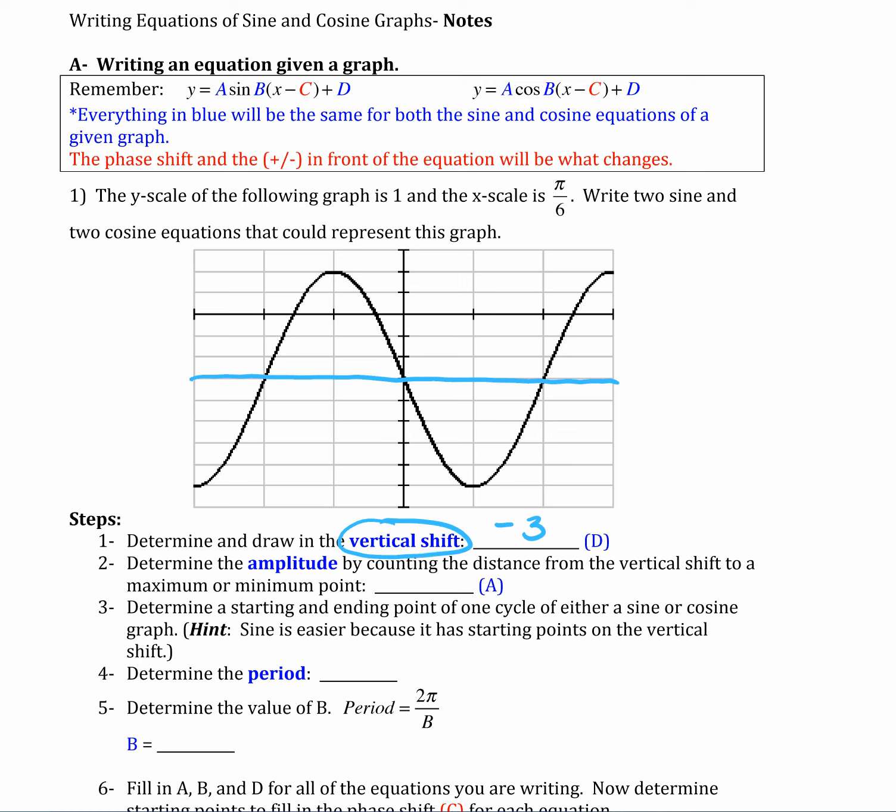And then the amplitude was that half distance that we counted, that distance of 5 from the midline up to either the maximum or the minimum point. And then we want to figure out our period. I think it's best if you take a point starting on the graph, getting a positive sine curve, because the sine curve is very easy to see the starting and ending point of one cycle.